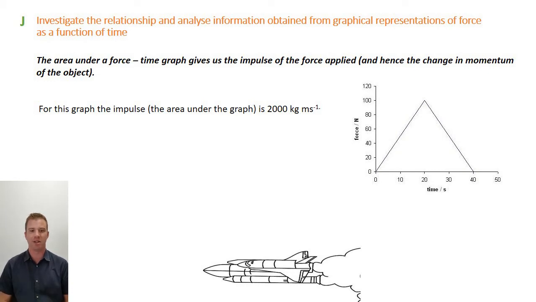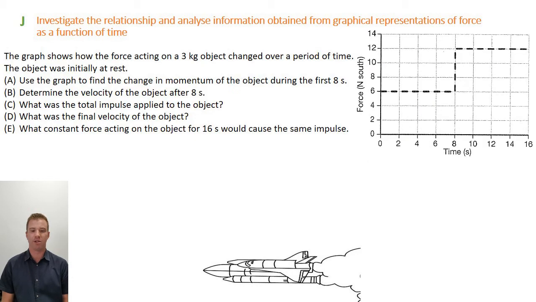So in this example on this slide, the impulse is the area under the graph, which is 2000 kilogram meters per second for momentum, but impulse is Newton seconds. So it's the same answer, just with Newton seconds. Now I've got another question that I'm going to answer in a bit more depth.